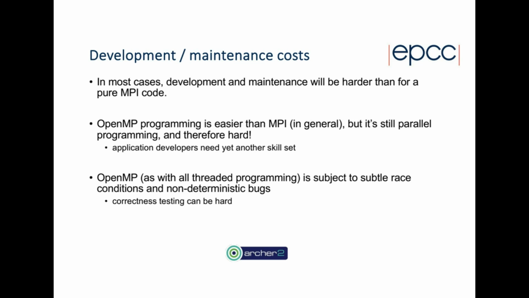So in terms of development and maintenance, in most cases, it's just going to make your life more difficult. Okay, it's going to make your code harder to develop and maintain than a pure MPI code. OpenMP programming is, in general, easier than MPI, but it's still parallel programming. It's still hard, and application developers need yet another skill set. And also, OpenMP, as with all threaded programming, has the potential for race conditions, non-deterministic bugs. So it makes your correctness testing potentially more difficult.